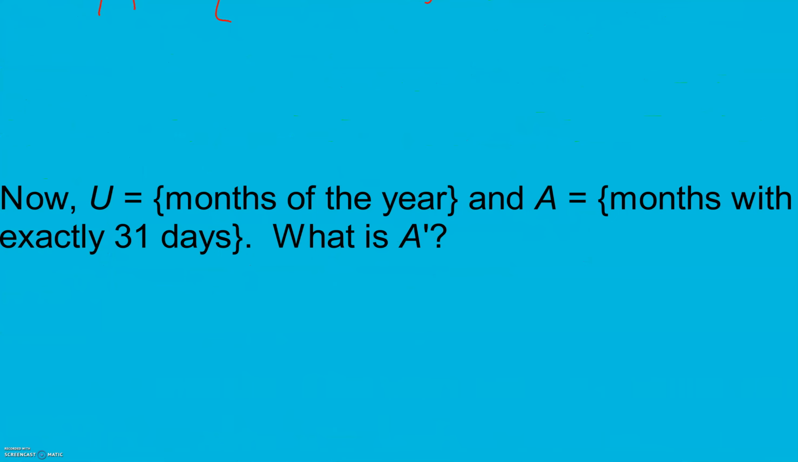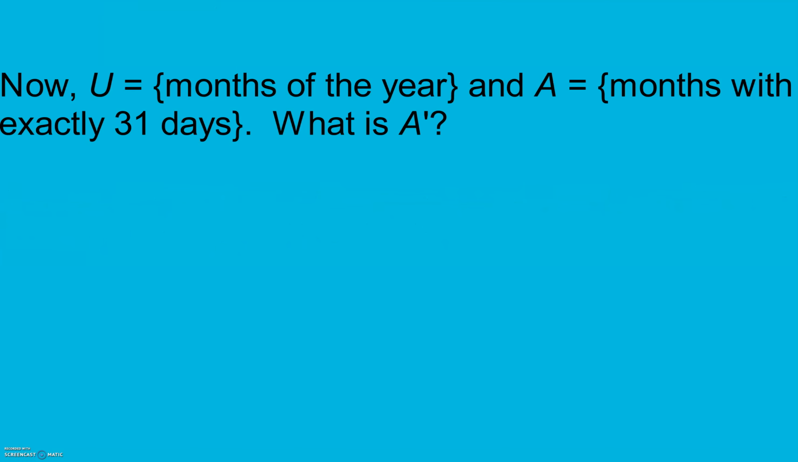So here, our universal set is months of the year. A are months with exactly 31 days, and we want to know what is the complement. So I'm going to actually list out my months of the year. January, February, March, April, May. I'm abbreviating some of these for space. So there are my months of the year: January, February, March, April, May, June, July, August, September, October, November, December.